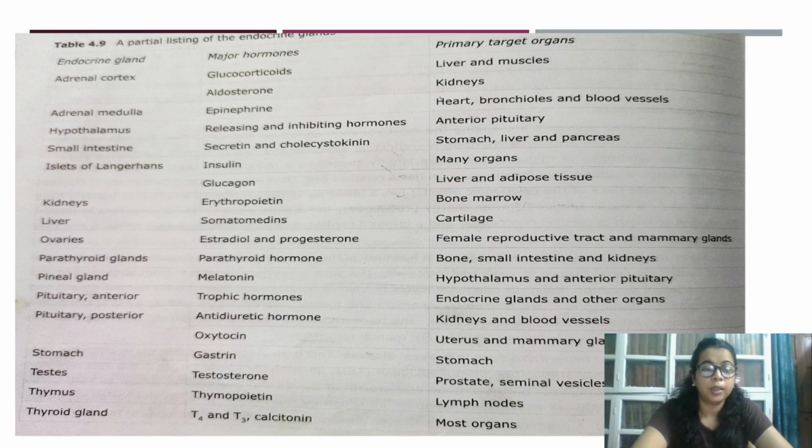Pineal gland, melatonin. Pituitary gland, anterior trophic hormones. Okay, trophic hormones you know already, which we have discussed. And posterior hormone, antidiuretic hormone, which we have discussed already. The majority of the hormones are secreted from the anterior pituitary, and the posterior has only two, oxytocin and the antidiuretic hormone. Okay, then stomach is the gastrin. Testis is testosterone, thyroid gland T3 and T4. Some of the hormones are missing here, but we have discussed each one of them as well as the target organ.